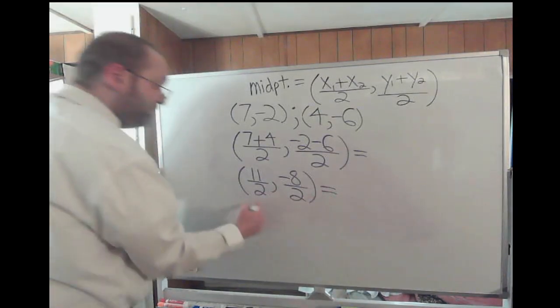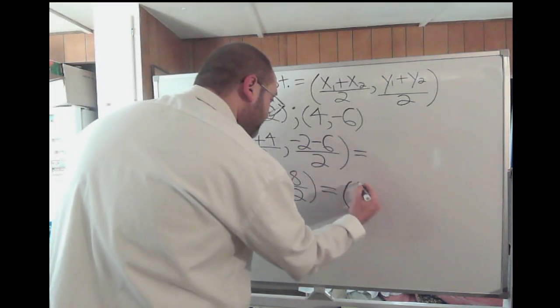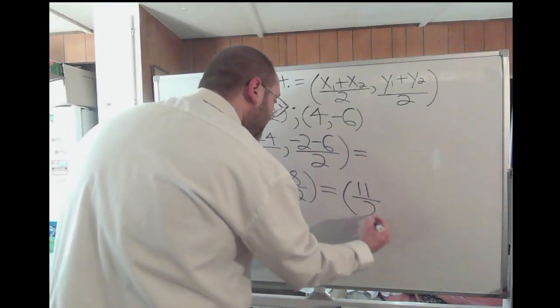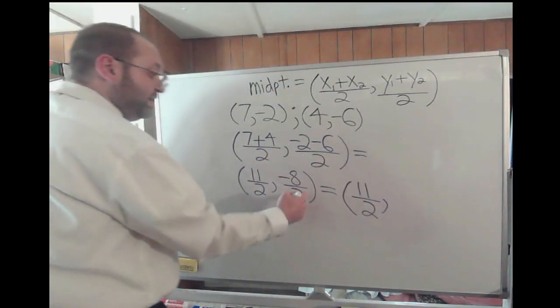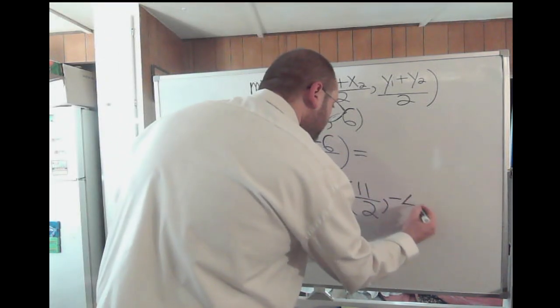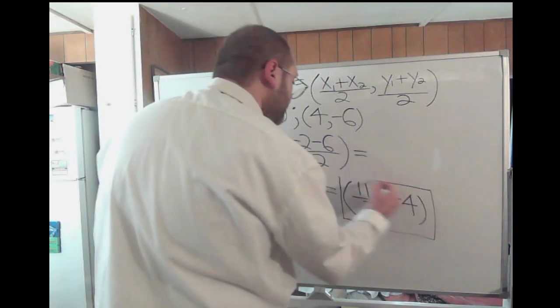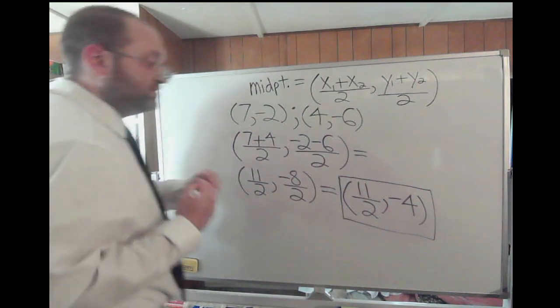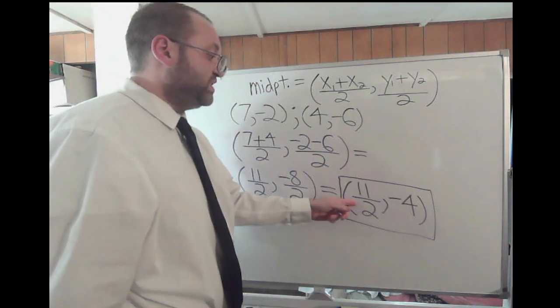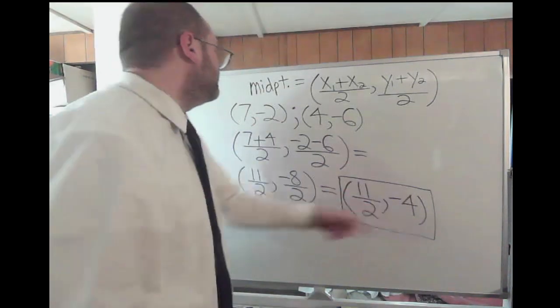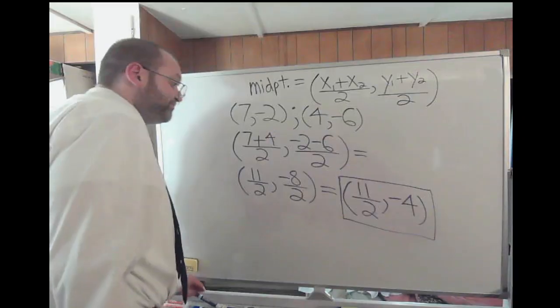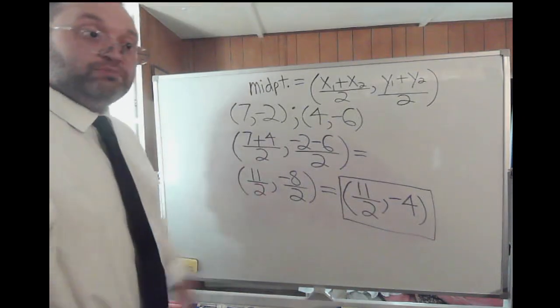Which we know 11 halves doesn't simplify any further. So you're going to get 11 halves for the x-coordinate, -8 halves, that's -4. So the midpoint of those 2 points can be found at 11 halves, negative 4, which 11 halves, that's 5.5, then negative 4. So, yeah, and that's it for the midpoint formula.